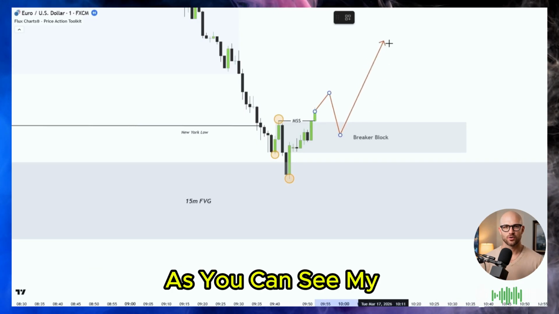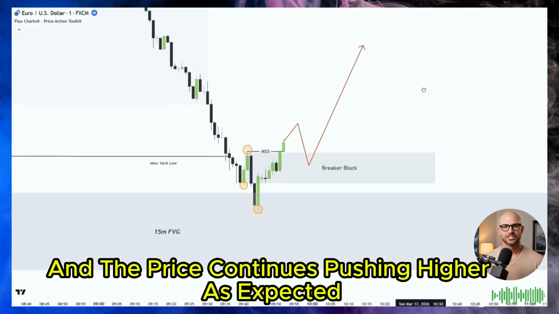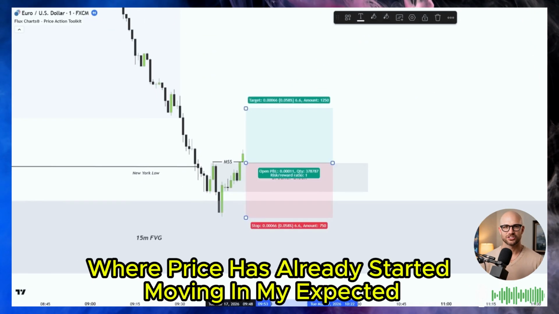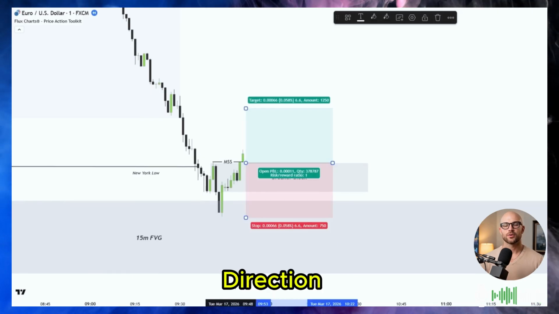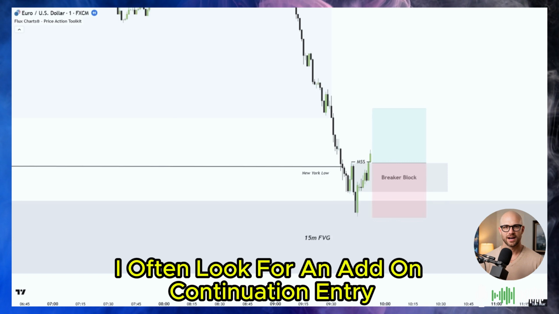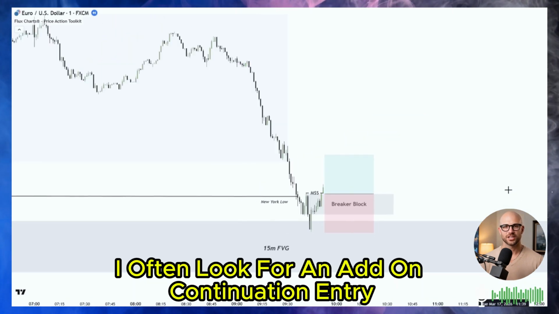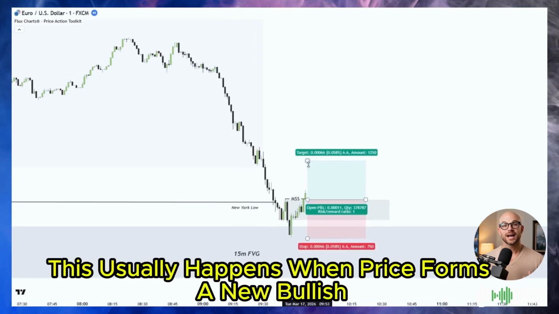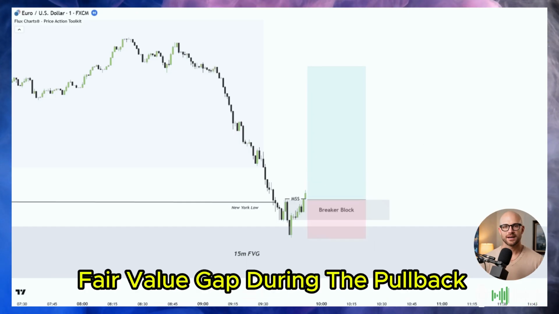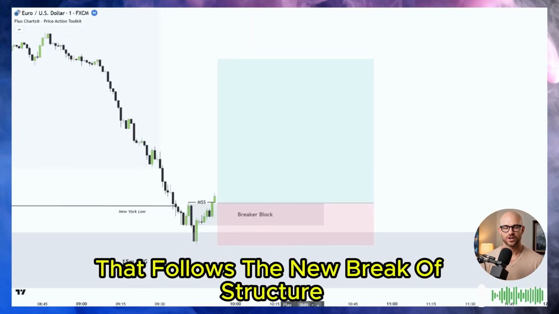As you can see, my order gets triggered and the price continues pushing higher as expected. Now, in cases where price has already started moving in my expected direction and my first position is already running in profit, I often look for an add-on continuation entry. This usually happens when price forms a new bullish fair value gap during the pullback that follows the new break of structure.